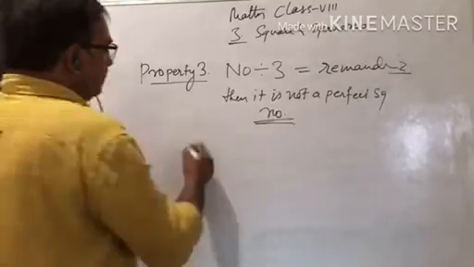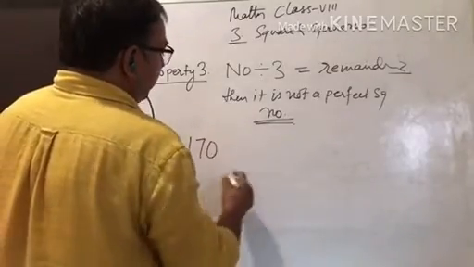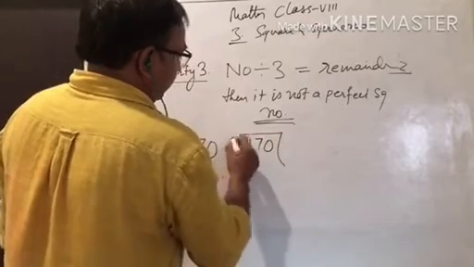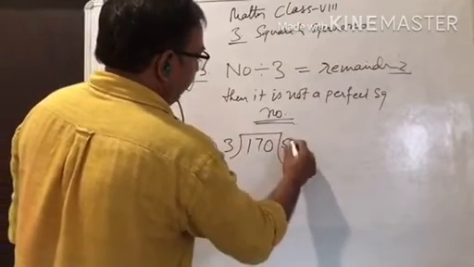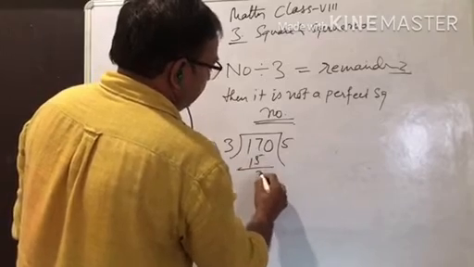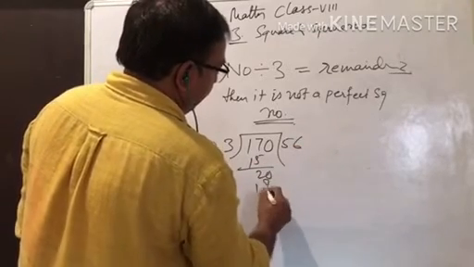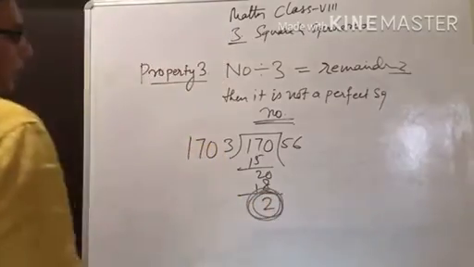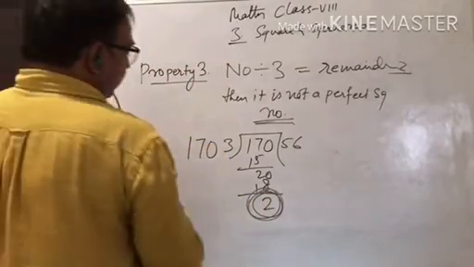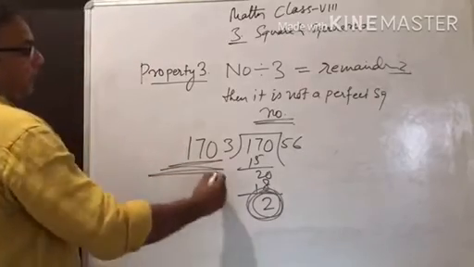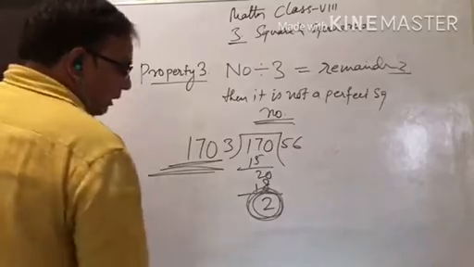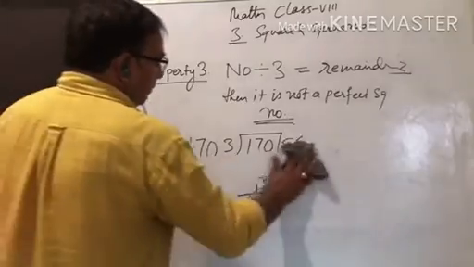Suppose let us take an example, 170. If we divide 170 by 3, you can see 3 fives are 15 and this is 20, 3 sixes are 18. The remainder is 2. If the remainder is 2, so 170 can never be a perfect square number. Is that clear? Now we move on to property number 4.